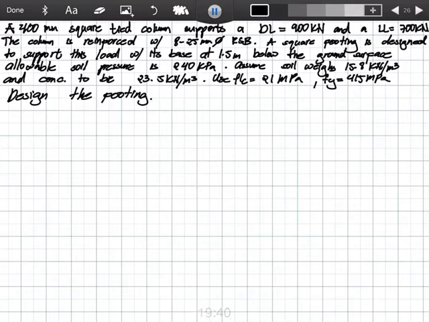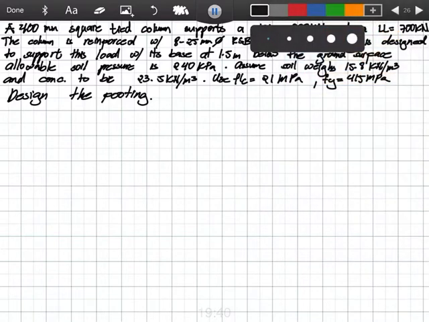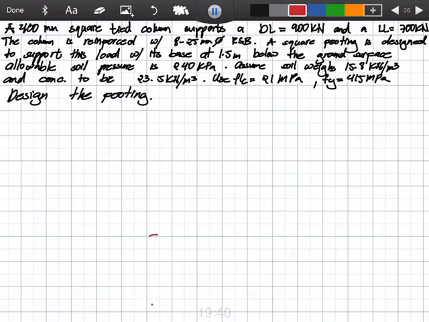Before we design, kunin natin yung description ng ating problem. So, palitan natin ng ink. Gawa tayo ng kulay red. Okay. Kulay yellow na. Or kulay red. Okay, so ito, drawing natin siya. Square footing siya. Meron siyang dimension na B.